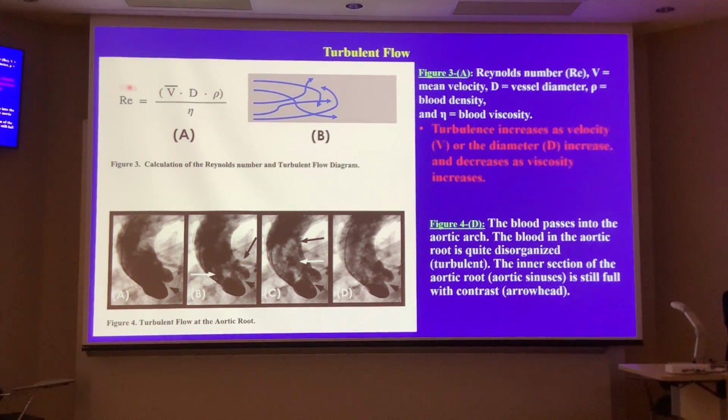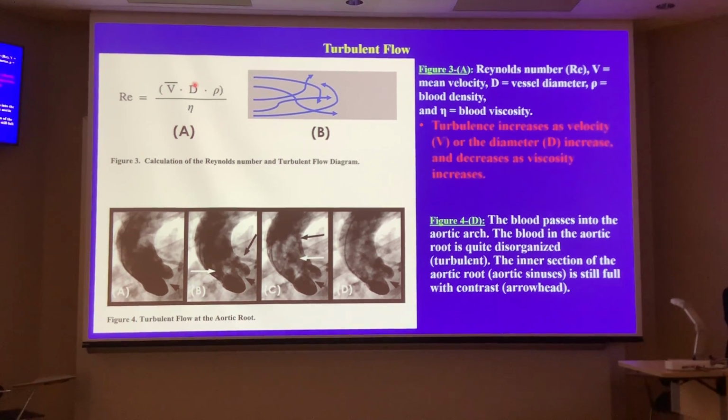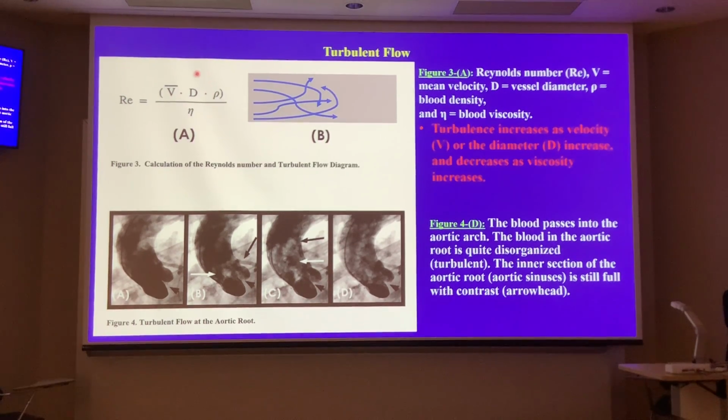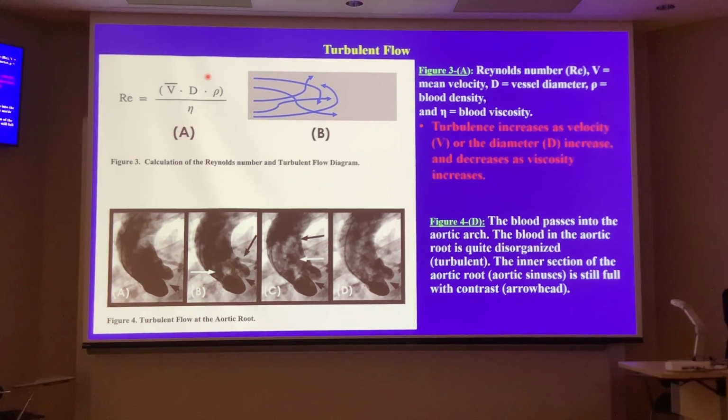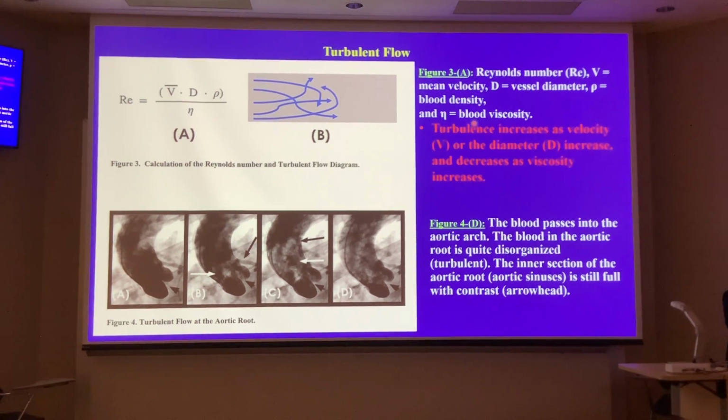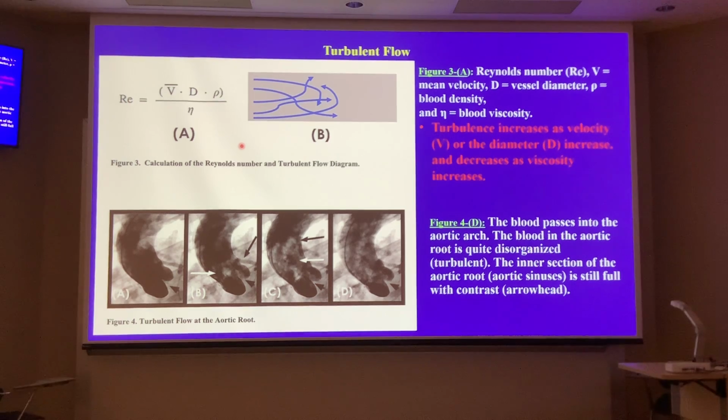The Reynolds number will increase when the velocity and the diameter of the artery increase, and will decrease when the denominator increases. That means the blood viscosity increases.